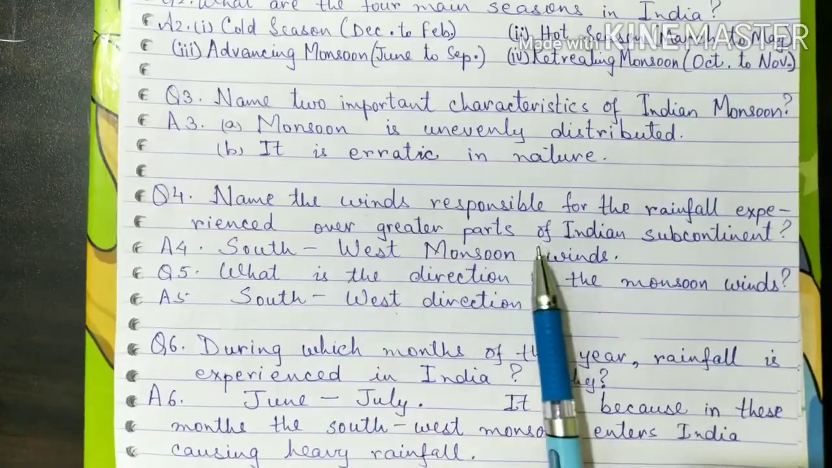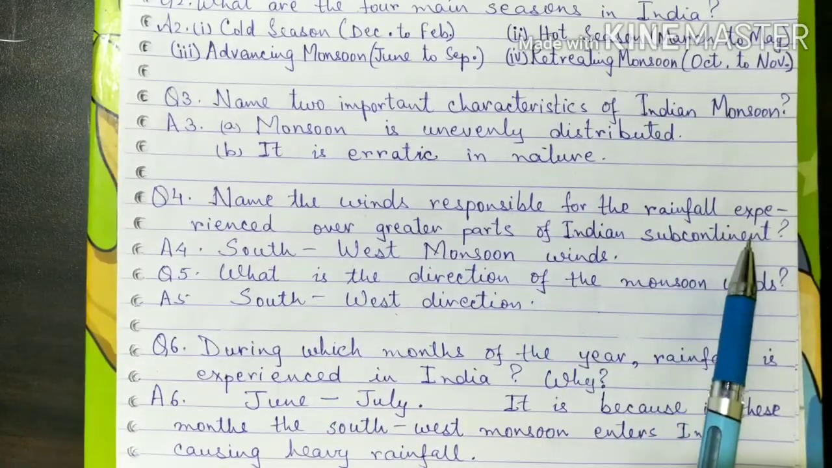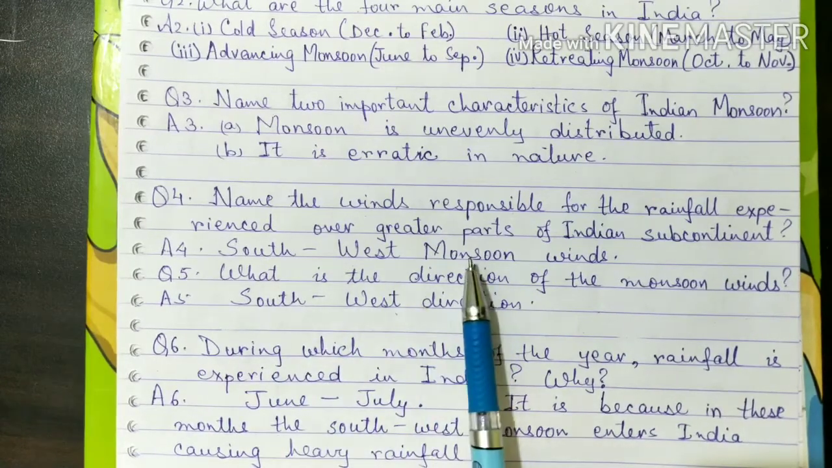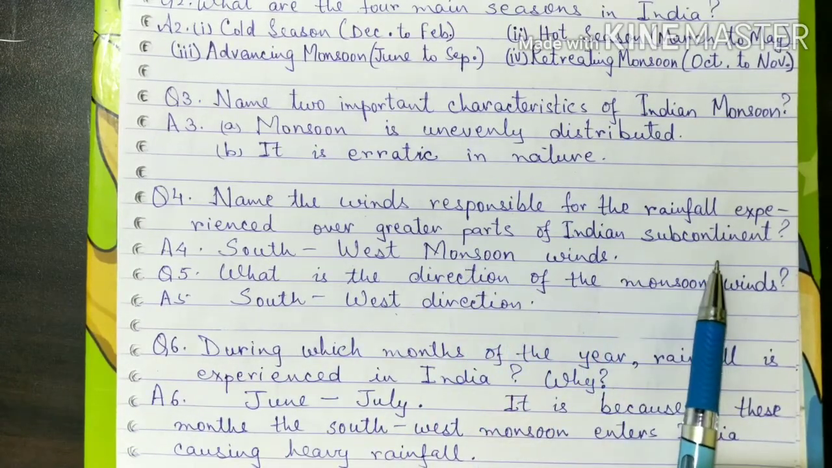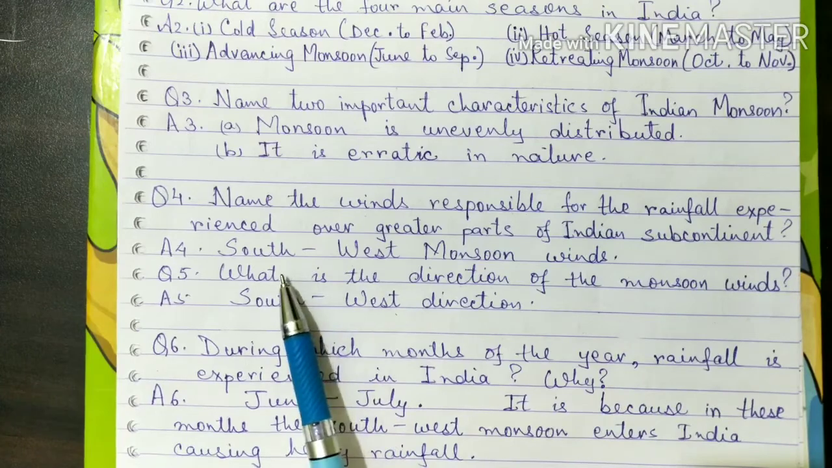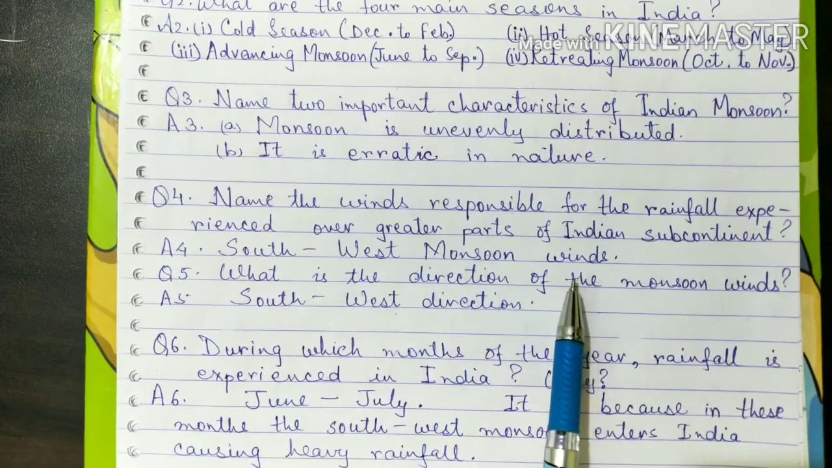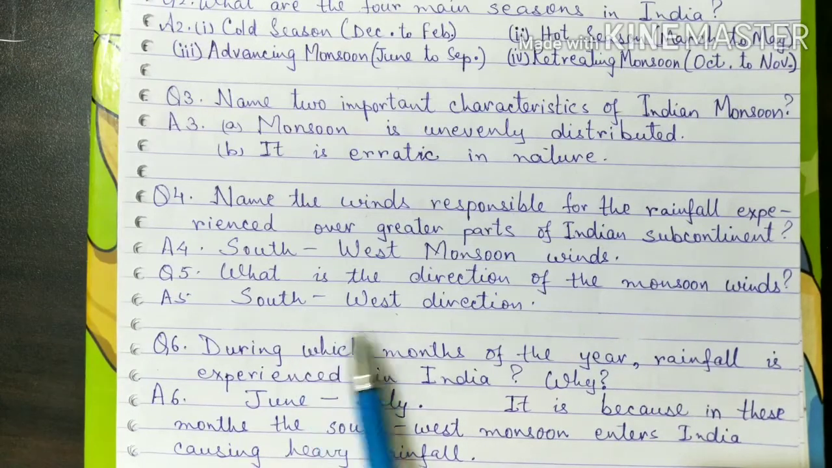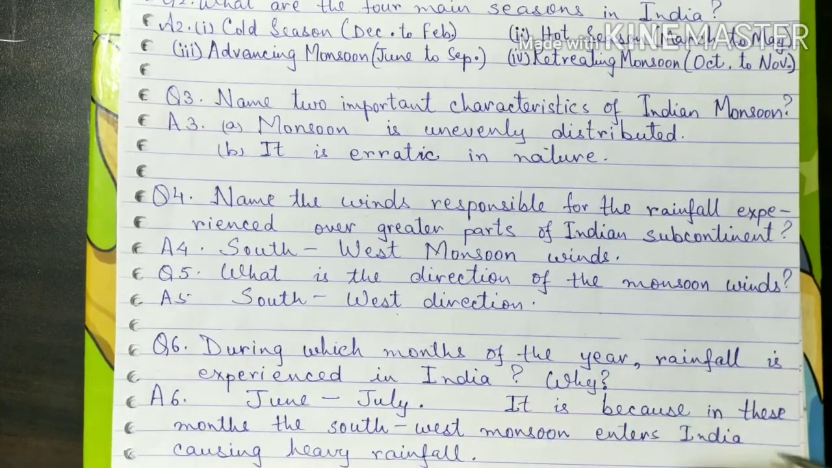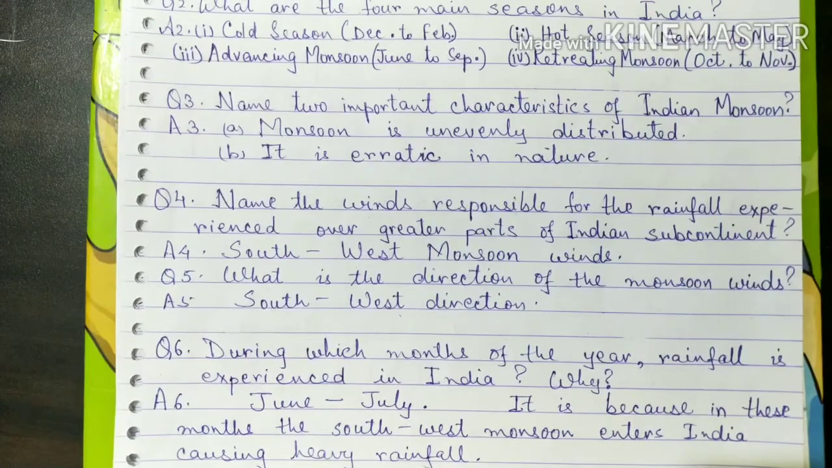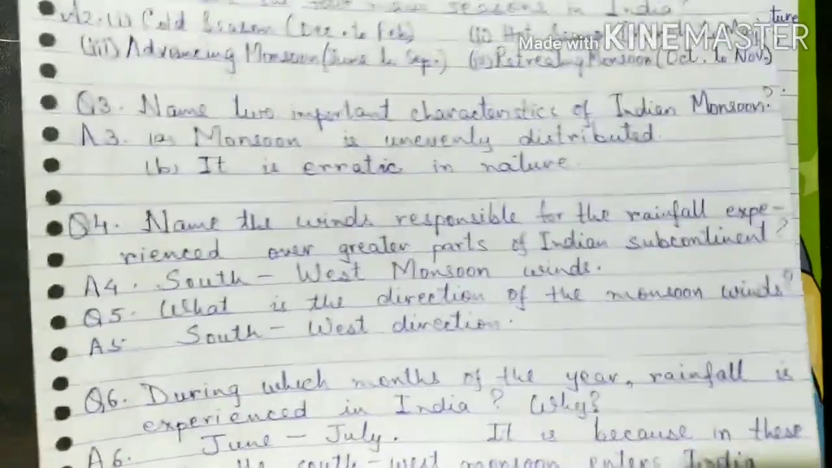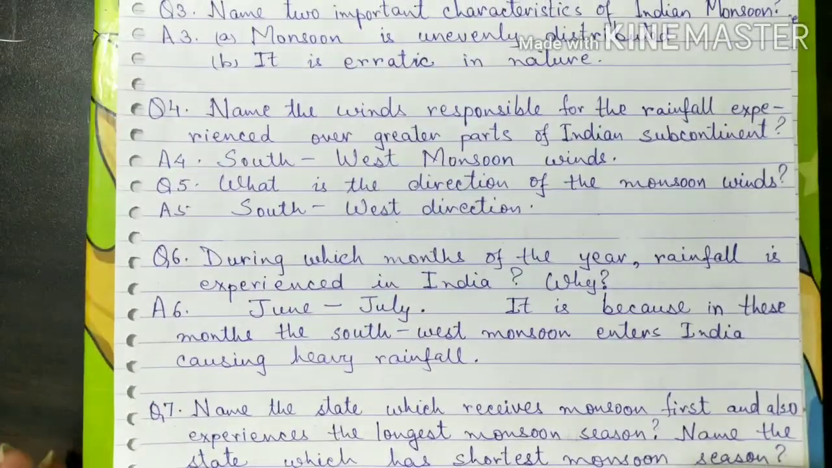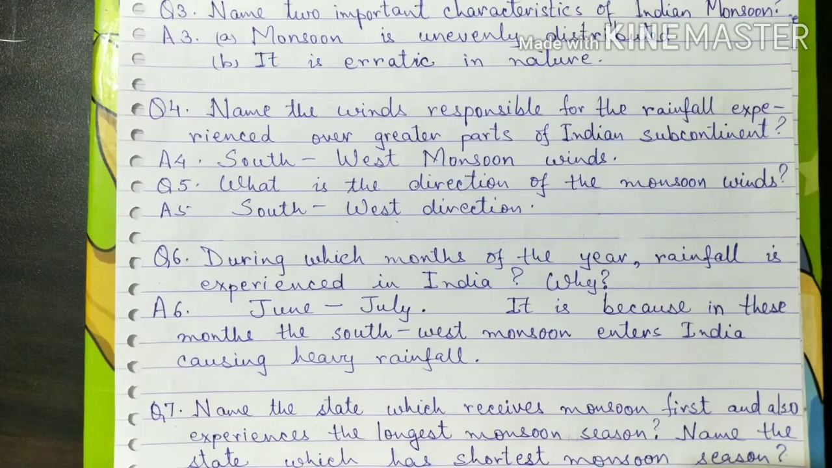Then name the winds responsible for the rainfall experienced over greater parts of the Indian subcontinent. That is southwest monsoon winds. What is the direction of the monsoon winds? That is southwest direction. Now these are the questions which carry 1 or 2 marks. Later on we will discuss the questions which carry 2 and more than 2 marks.